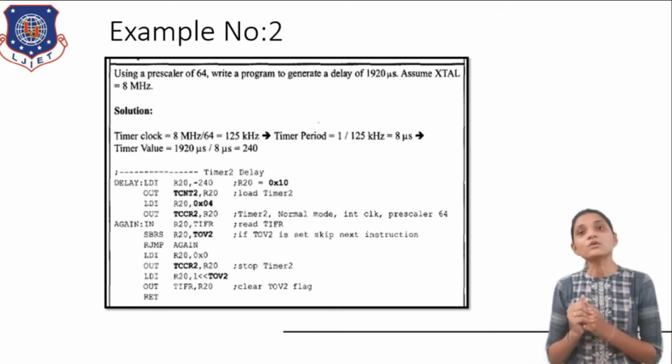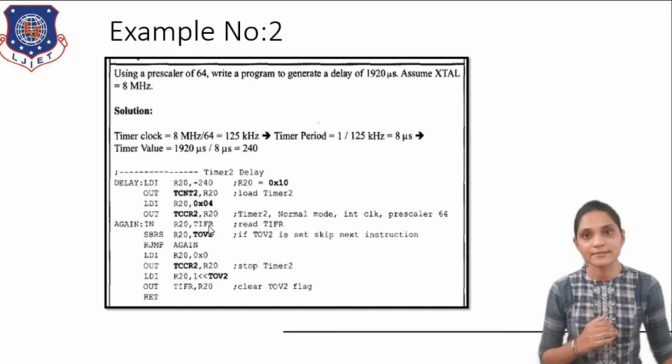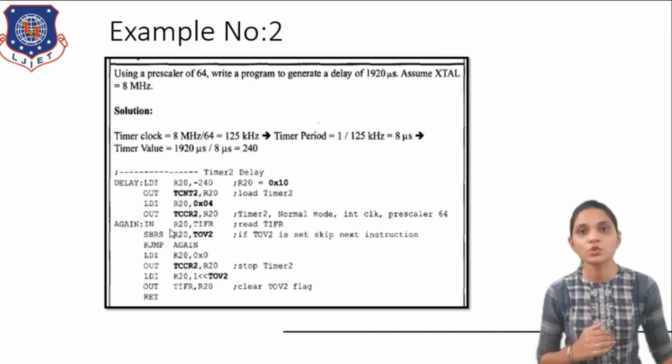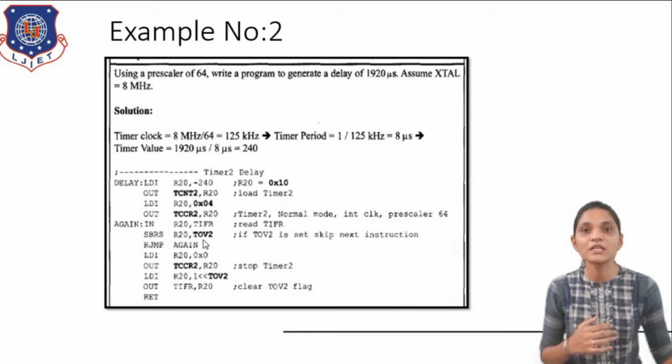Now let us see the code for the delay, in which first we have to take the input from the timer interrupt flag register, that is the TIFR register, and store this inside register 20 temporarily. Then we have to check the bits of that particular register, and by using the instruction SBRS R20, TOV2, it will check whether the TOV2 bit is set or not. If it is set, then it will skip the next instruction, and if it is not set, then it will execute the next instruction.